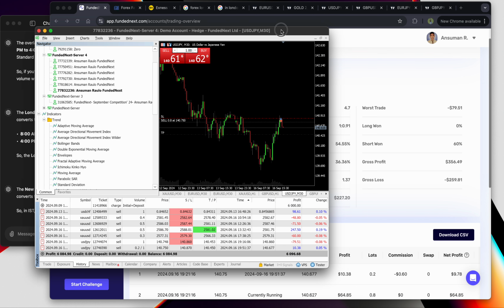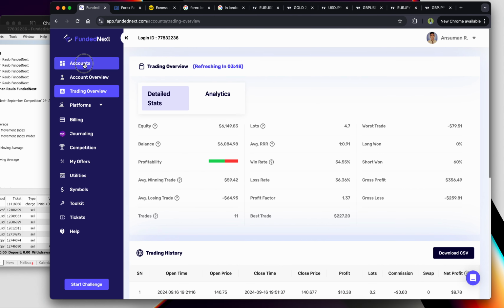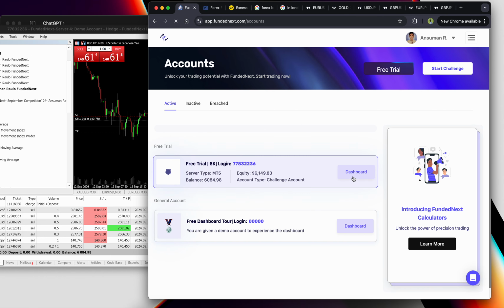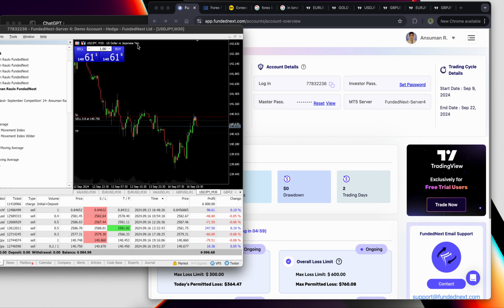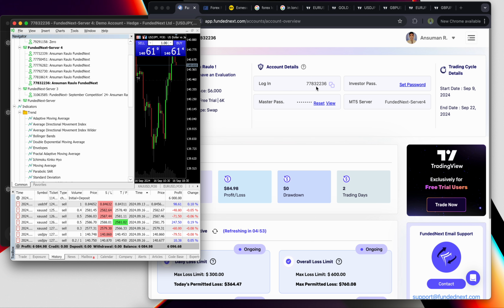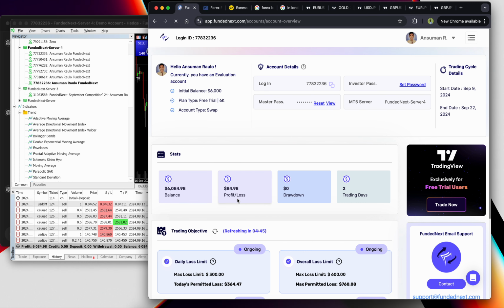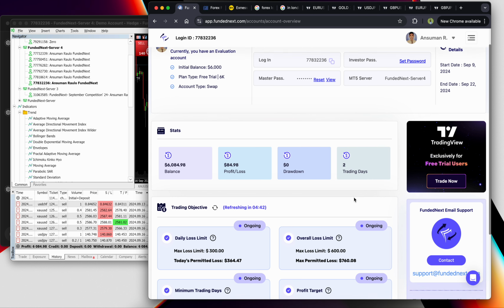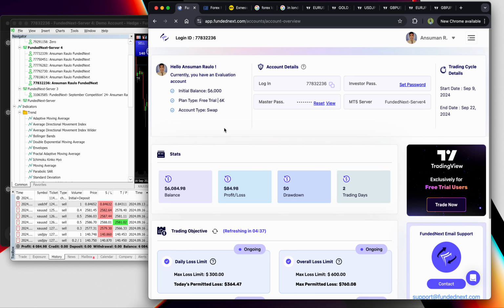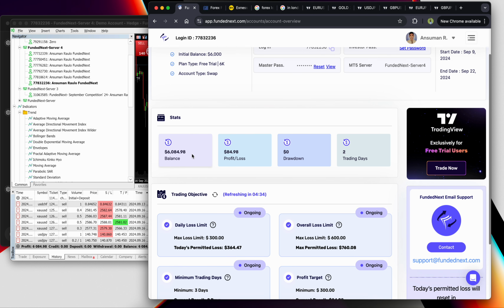As you can see, this is the same account as this one. In the account section, you can see the login ID. Let me show you the login ID. Yeah, see the login ID here. You can match, it is the same account, and you can see here the profit and loss statement, drawdown, and minimum trading days that I have completed. The initial balance was around $6,000, and now the balance is around $6,084.98. So profit is $84.98.